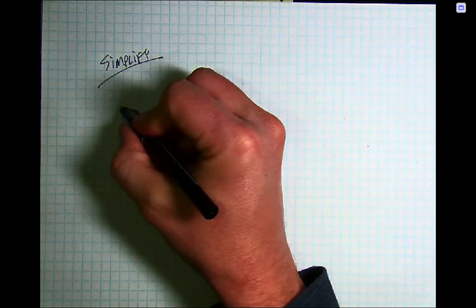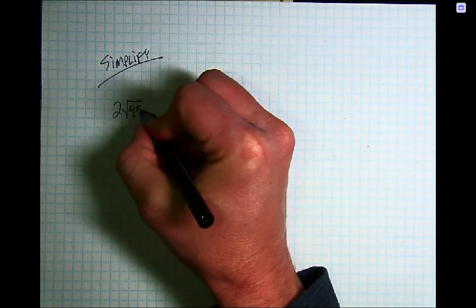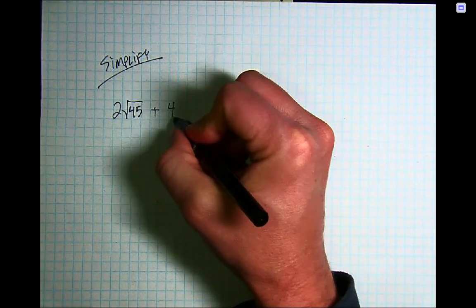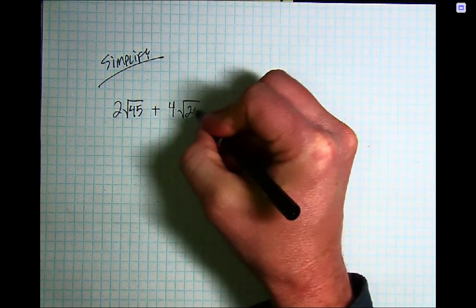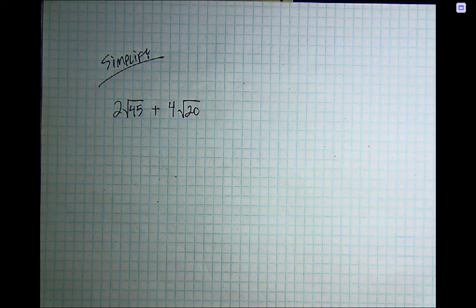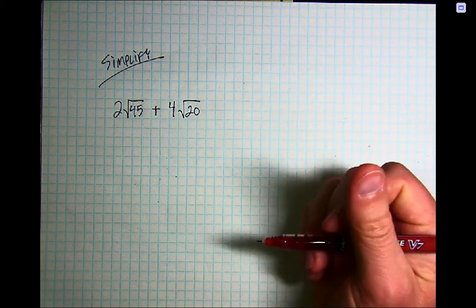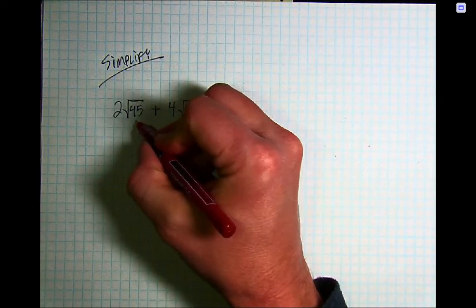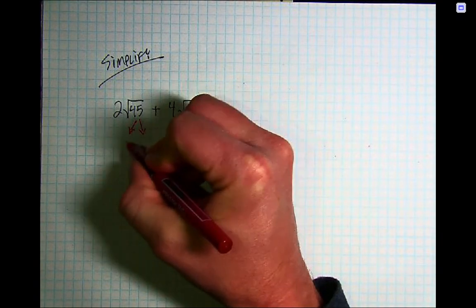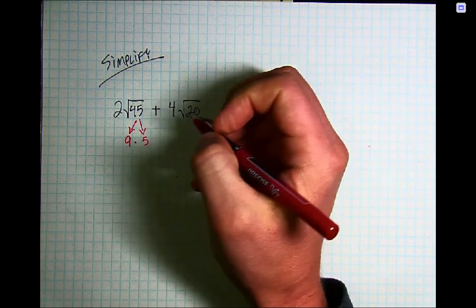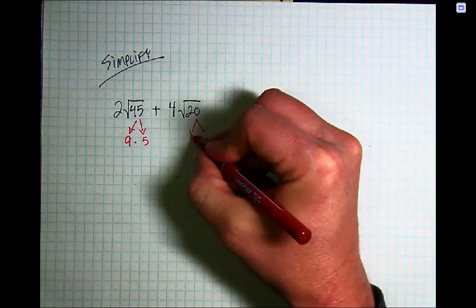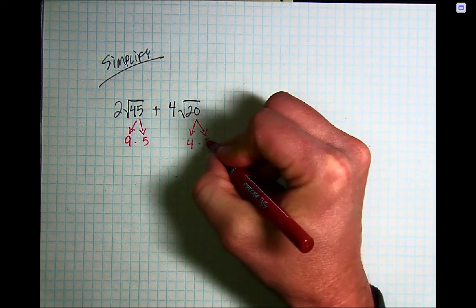How about 2 times the square root of 45 plus 4 times the square root of 20? Uh-oh, they don't match. What are we going to do? Well, in this case, we can't combine them as is, but I know something about 45. It's 9 times 5, isn't it? And I know something about 20. It's 4 times 5, isn't it?